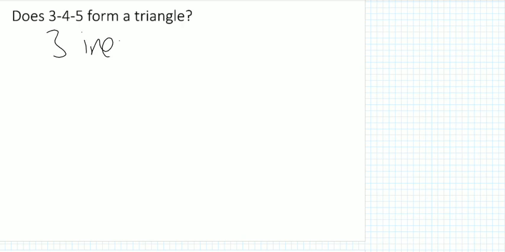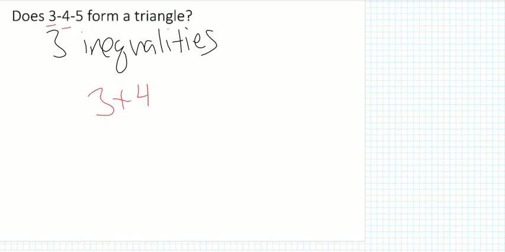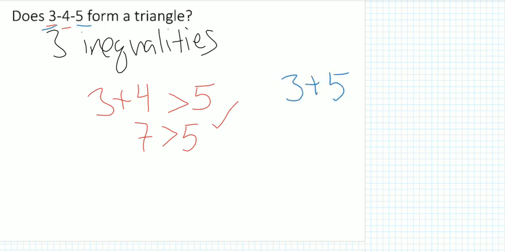Three inequalities based off of the triangle inequality theorem, and every single one of them has to be true. So choosing two at a time: is 3 plus 4 bigger than 5? 3 plus 4 is 7. Is 7 bigger than 5? Yes, it is. Then we choose two other ones. Let's use 3 and 5. Is 3 plus 5 bigger than 4? 3 plus 5 is 8. Is 8 greater than 4?